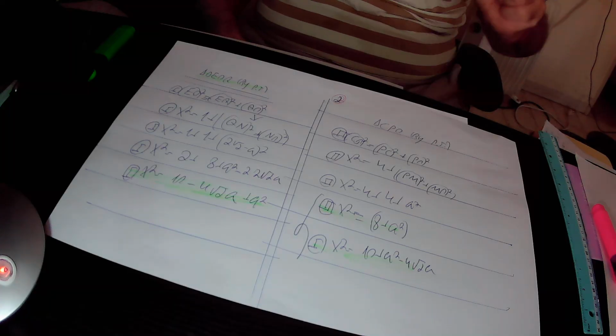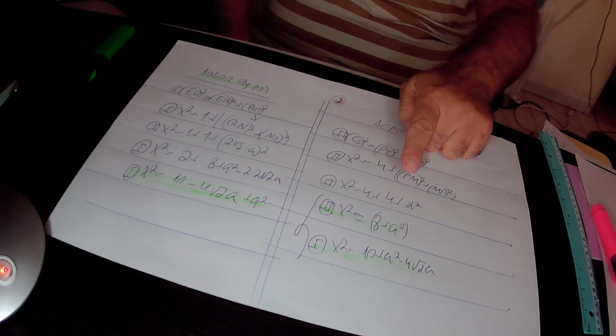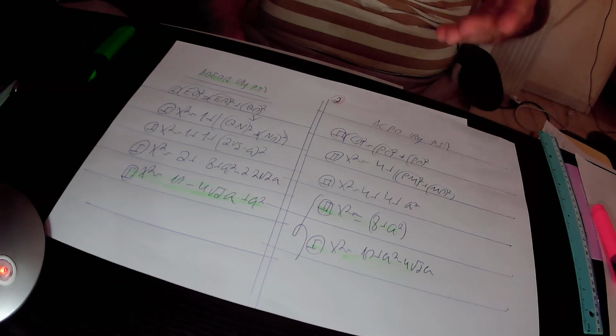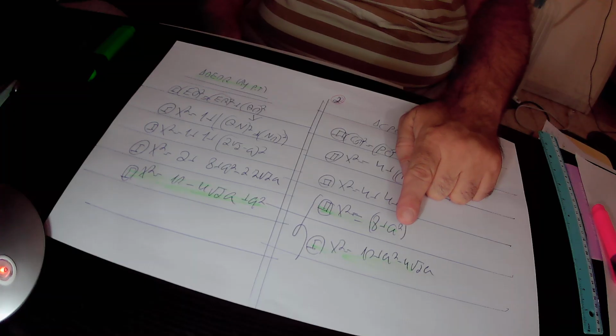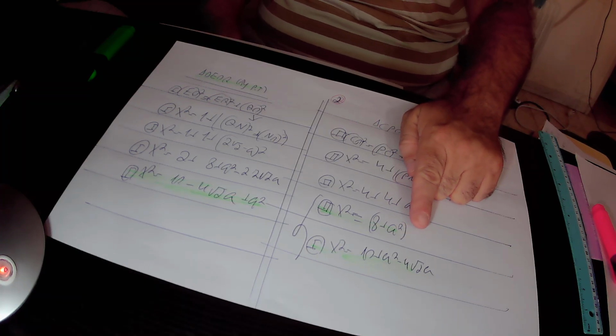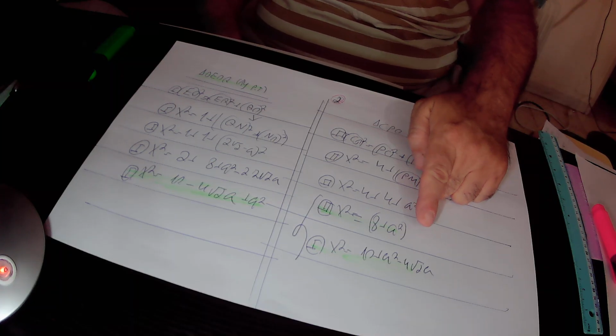So in total, according to equation 2, x squared equals 4 plus 4, that is 8, plus 8 squared. And according to equation 1, we found that x squared equals 10 plus 8 squared minus 4 times square root of 2 times 8.